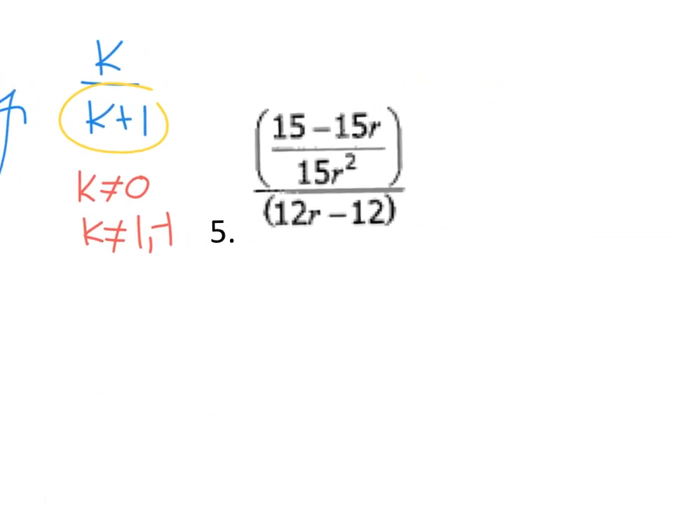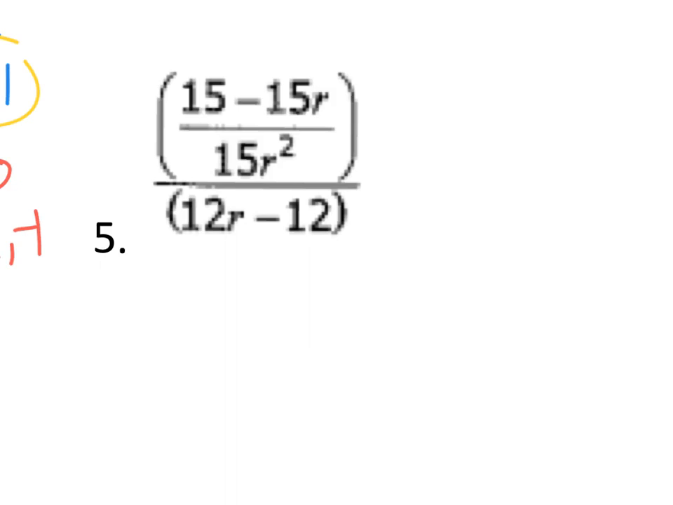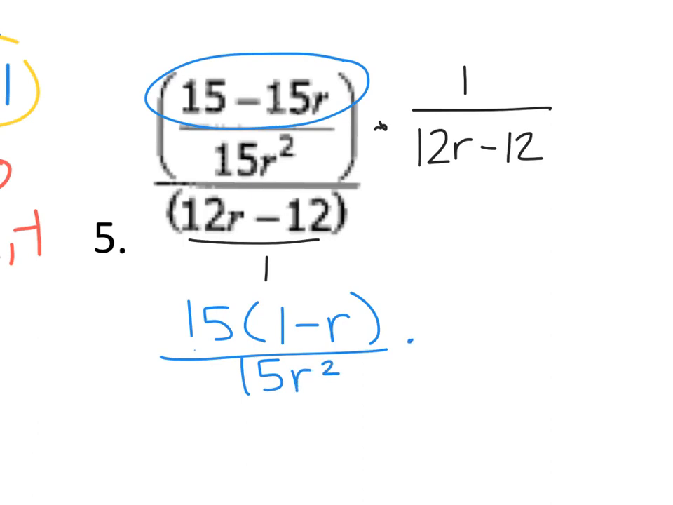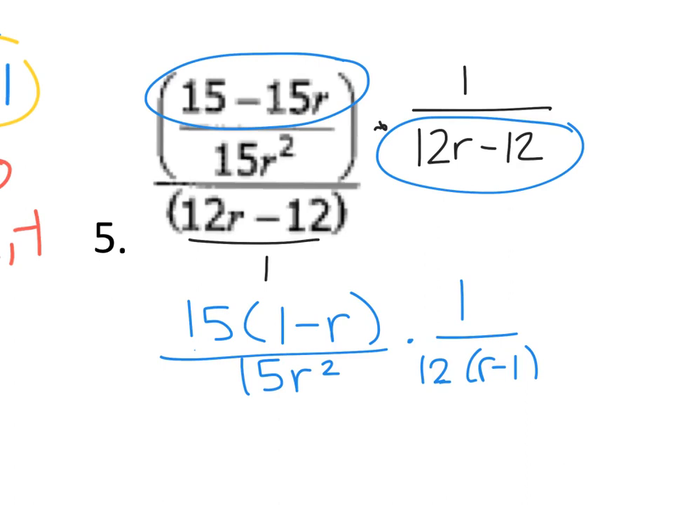Okay, number 5. My denominator, you can think about as putting this over 1. So if I flip it over, I'm going to have 1 over 12r minus 12. So in this case right here, I could factor out a 15. So it's going to be 15 times 1 minus r over 15r squared times 1 over, and I'm going to factor out a 12. 12 times the quantity r minus 1.